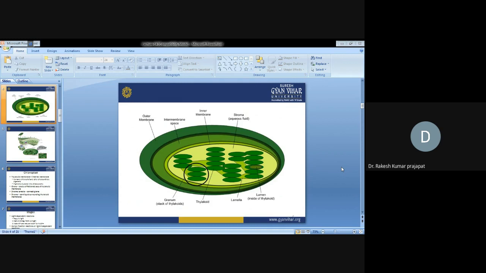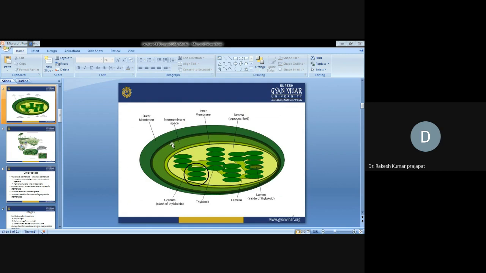So this is the structure of chloroplast. Here you can see it's a double membrane cell organelle. Okay, double membrane. Let me explain. This is the inner membrane and this is the outer membrane. And this one is the intermembrane space. The space present between the outer membrane and inner membrane is known as the intermembrane space.